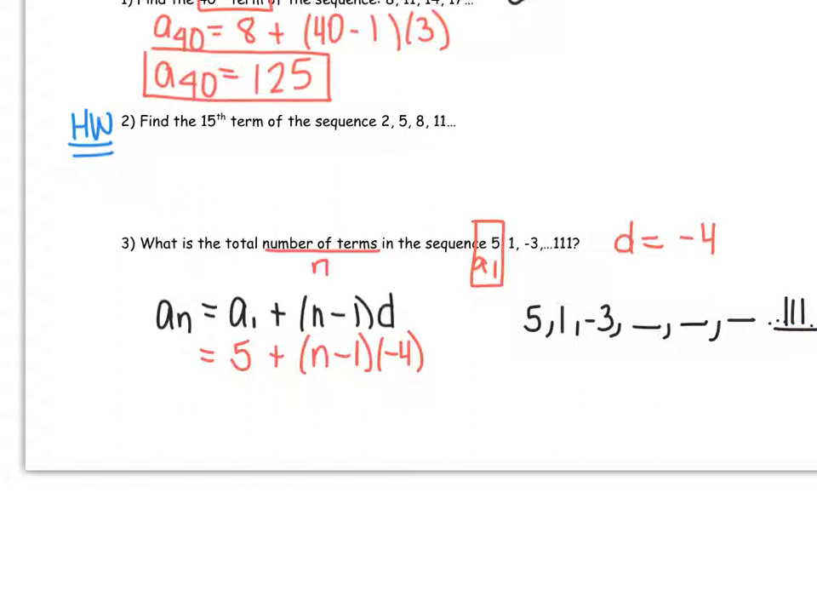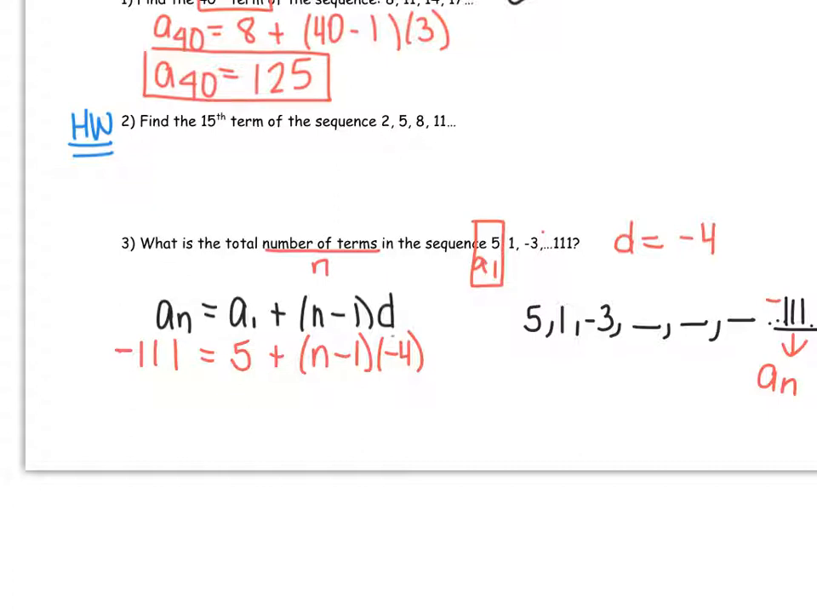Therefore, the last term here, theoretically, is a sub n. So I can put 111 here. Now it actually should be a -111. There was a typo in here. So this last term is actually -111.